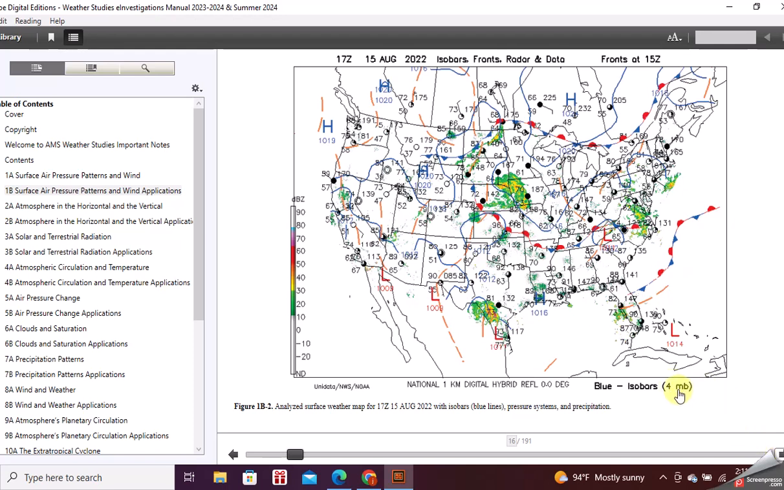You'll notice it's every 4 millibars. So that means 1,000, 1,004, 1,016. In the other direction, 996 millibars, 992 millibars. So keep in mind that those are the pressures you're analyzing.